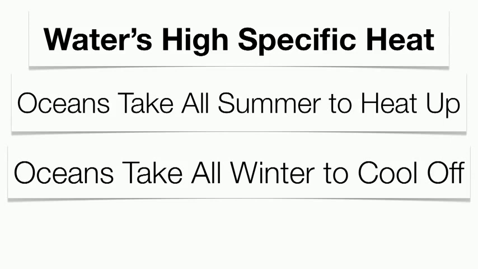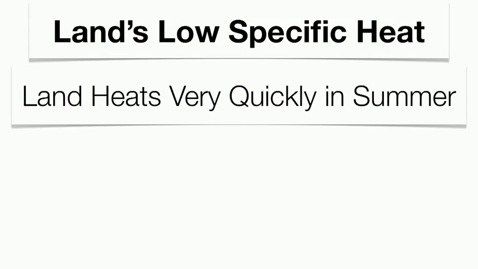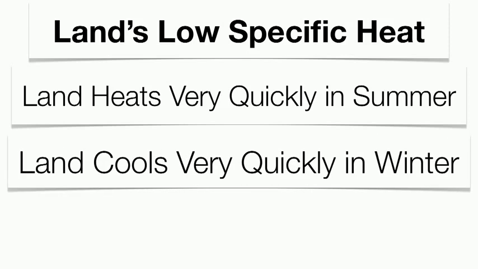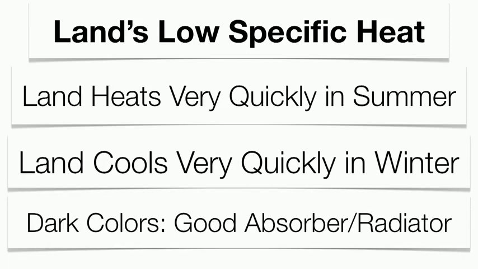What's important about that is that it's going to have some major climatic issues regarding our coastal regions. We compare that with land. Land, which is extremely dark in color, is going to heat very quickly in the summer and get very hot. It's going to cool off very quickly in the winter and is going to be quite cold. Very simply, because dark colors tend to not only be good absorbers, but they're also good radiators of energy as well. So very, very different specific heats between ocean and land.